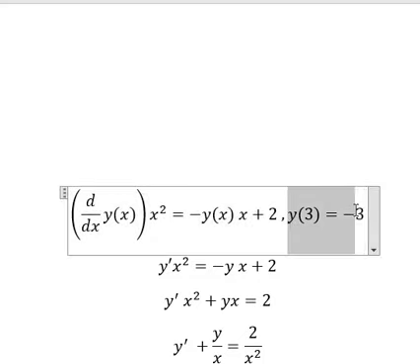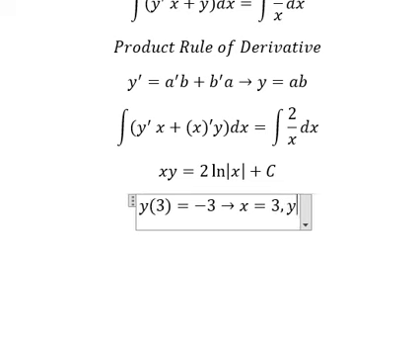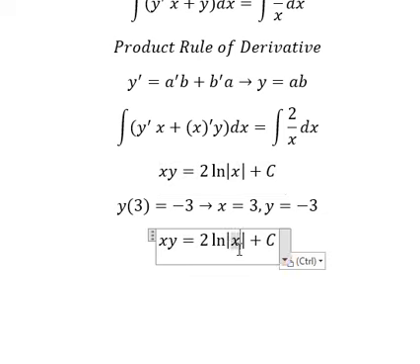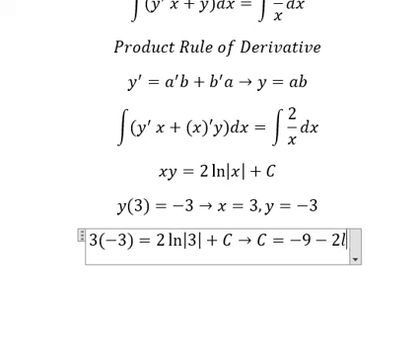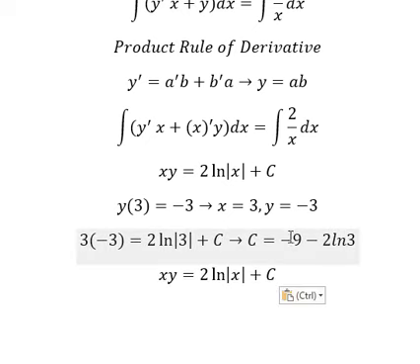Now we have the conditions. So when s equals 3, y equals negative 3. So I will put this one here, and negative 3 here. So this one we have negative 9 minus 2 and 3. And now I will put this one here.